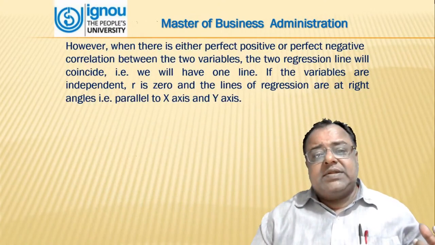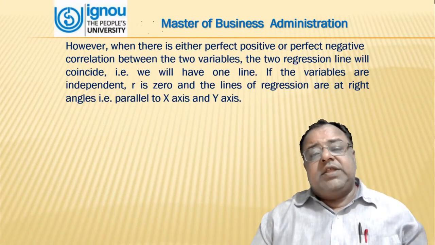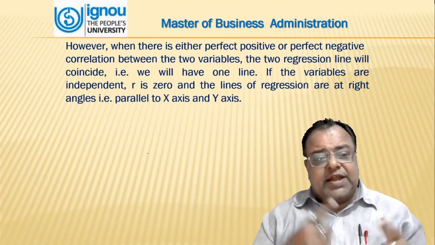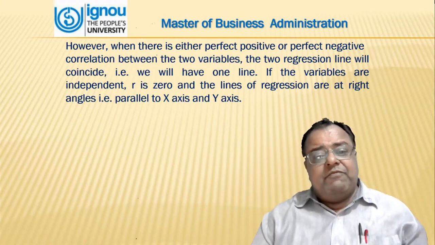However, when there is either perfect positive or perfect negative correlation between the two variables, the two regression lines will coincide. That is, we will have one line.